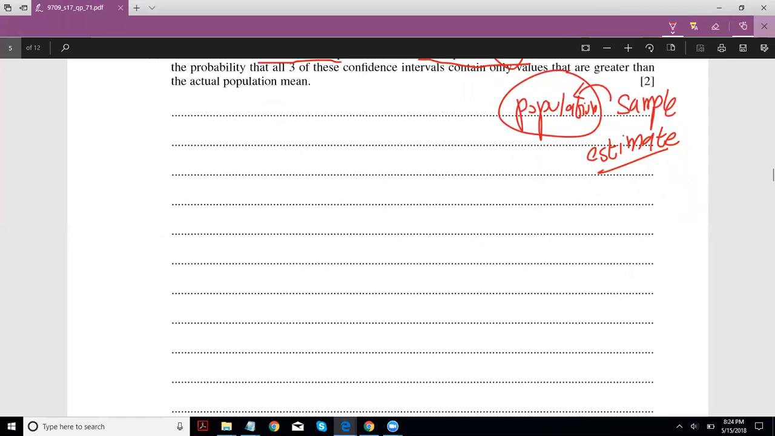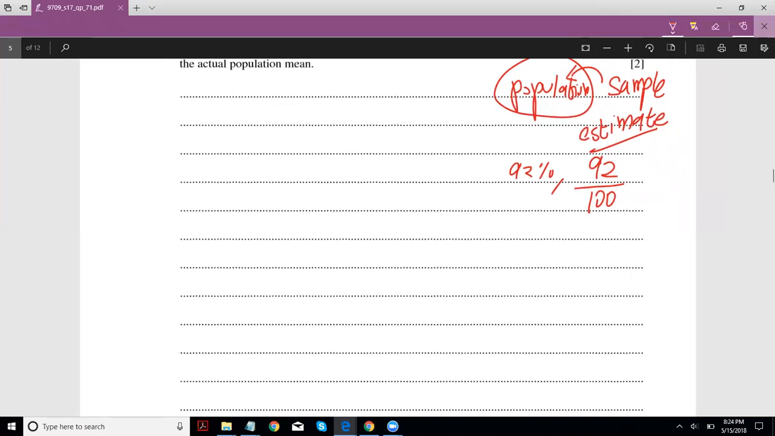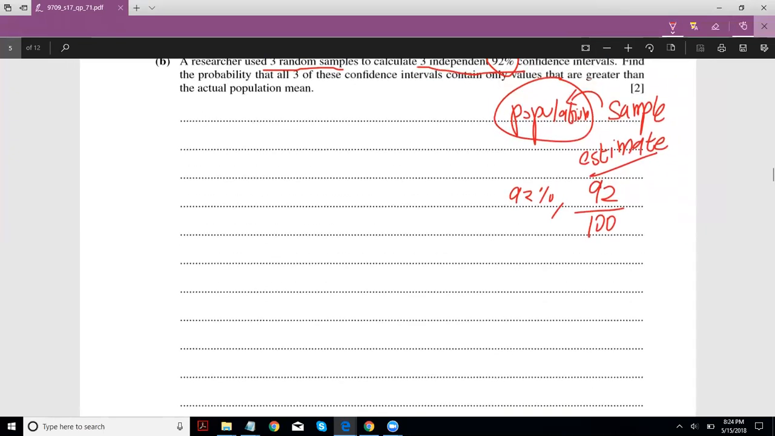And what does a 92% interval mean? A 92% interval means that if I did this estimation, let's say 100 times, then 92 times out of 100, my population mean would be within the particular interval. So if I had a 95% confidence interval, that would mean that 95 out of 100 samples would have their mean within that particular interval. So that's the basic idea.